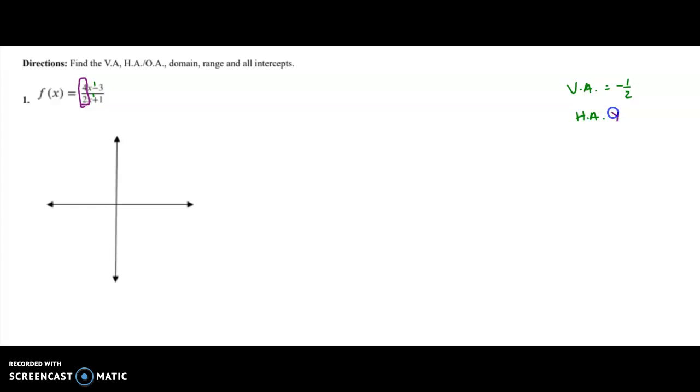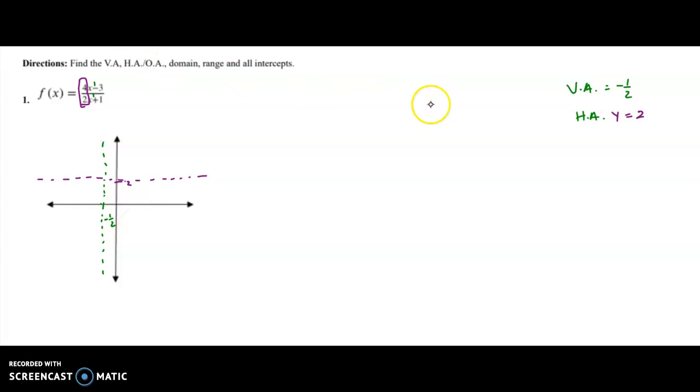So in this case, that's going to be y equals 2. All right. So what I'm going to do is I'm going to draw those in real quick. Okay, so here I drew in the vertical asymptote and horizontal asymptote. Now the question is, how do you know where the curves go? Like, does it go here and here maybe, or does it go here and here?